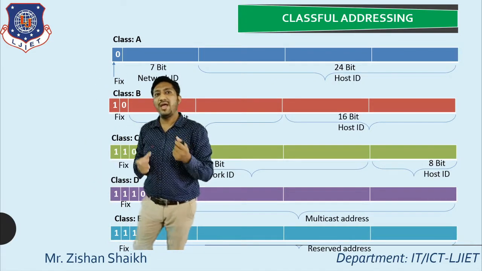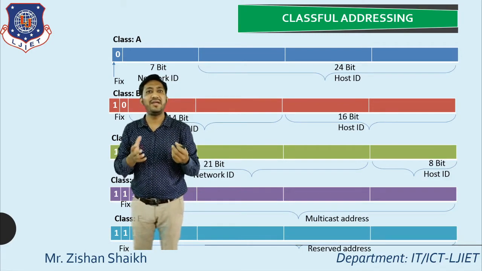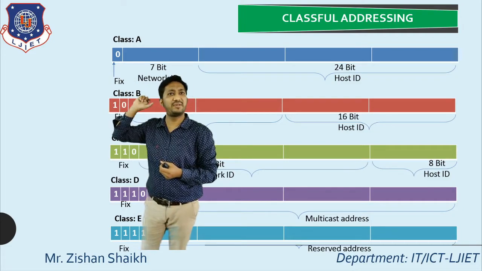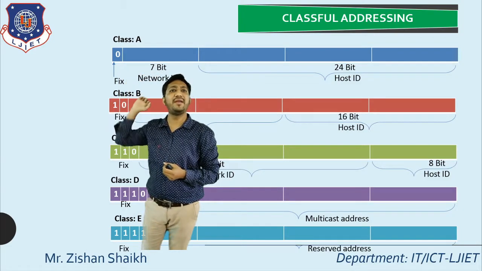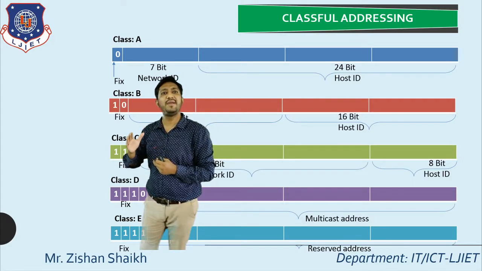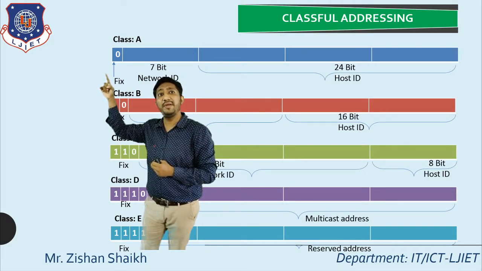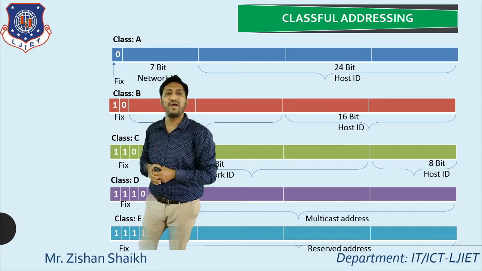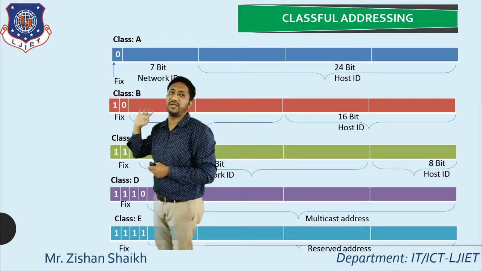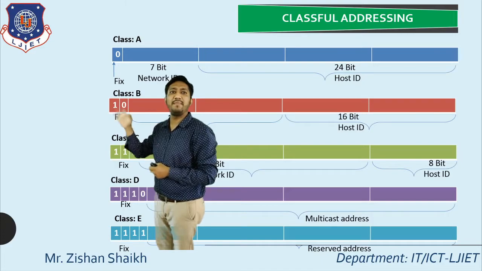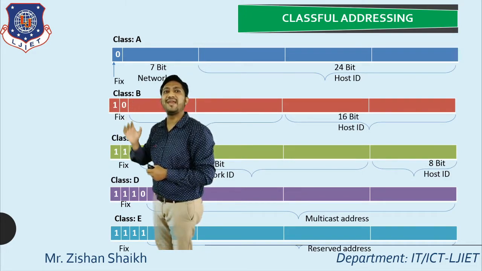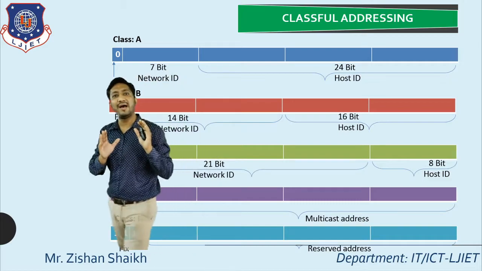If we have an IP address in binary and the first bit is 0, and that 0 bit is fixed while the remaining bits change, then we can say it belongs to class A, because the first bit is 0 and fixed. Next is class B. In class B, the first 2 bits are fixed: the first bit is 1 and the second bit is 0. If the first 2 bits of my first octet are 1 and 0, then I can say it belongs to class B.